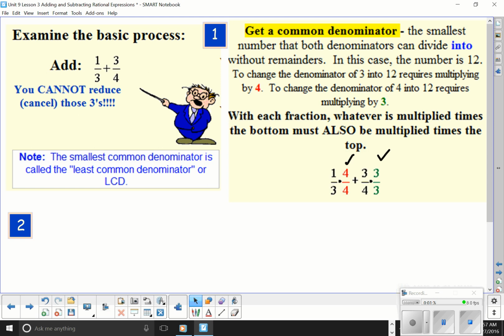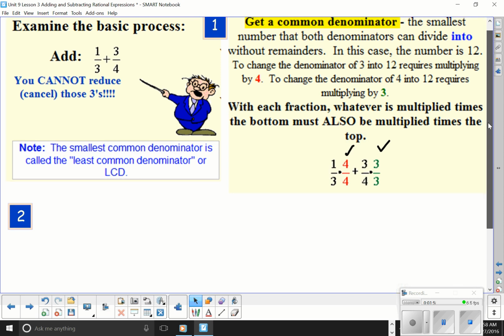It's not really by 3, but by 3 over 3. This is the multiplicative identity. Multiplying something by 1 does not change its value. With each fraction, whatever is multiplied times the bottom must also be multiplied times the top. Again, the multiplicative identity property rules here.